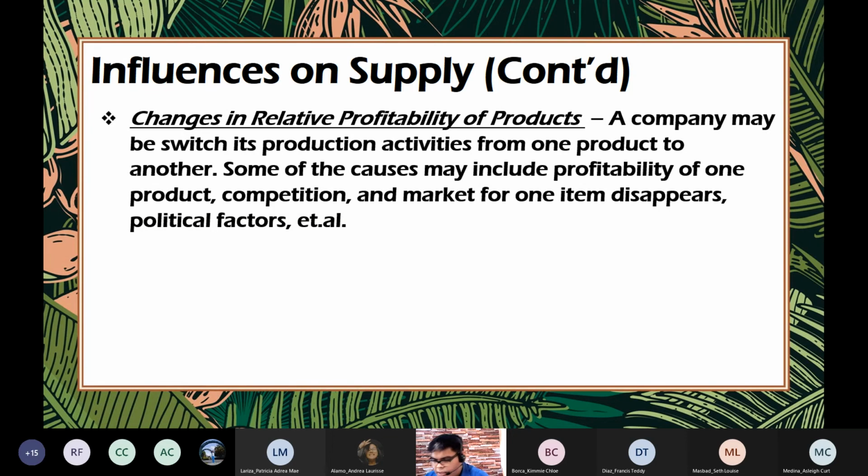Okay. Let's say merong isang certain company na ang items nga ay let's say ang tawag dito. Nadidistract ako doon sa bell eh. Sorry ah. Okay.